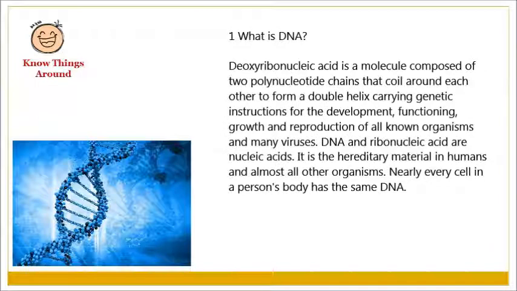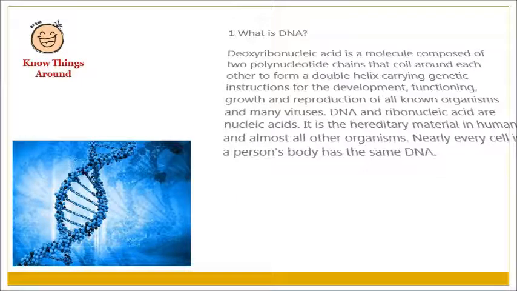What is DNA? Deoxyribonucleic acid is a molecule composed of two polynucleotide chains that coil around each other to form a double helix carrying genetic instructions for the development, functioning, growth, and reproduction of all known organisms and many viruses. DNA and ribonucleic acids are nucleic acids. It is the hereditary material in humans and almost all other organisms. Nearly every cell in a person's body has the same DNA.